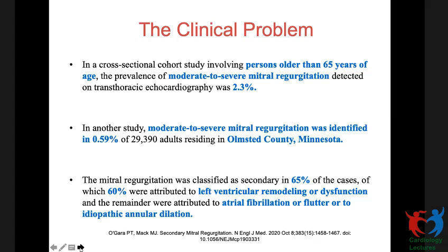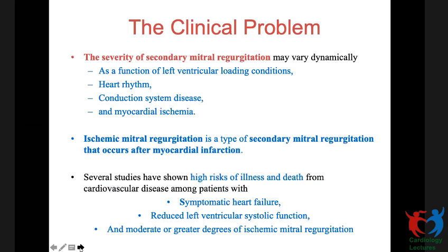In another study, moderate to severe mitral regurgitation was identified in around 0.59% of a total of 30,000 adults residing in Minnesota. The mitral regurgitation was classified as secondary in 65% of the cases, of which 60% were attributed to left ventricular remodeling or dysfunction, and the remainder were attributed to atrial fibrillation or flutter or to idiopathic annular dilatation. The severity of mitral regurgitation may vary dynamically as a function of left ventricular loading conditions, heart rhythm, conduction system disease, and myocardial ischemia.